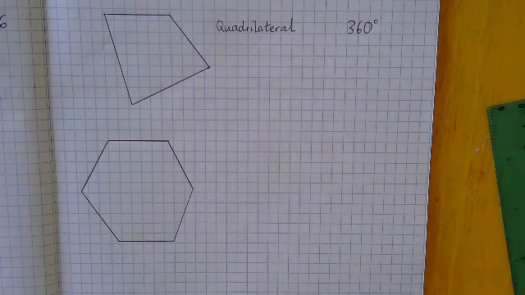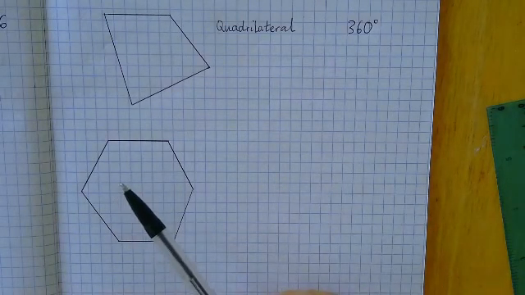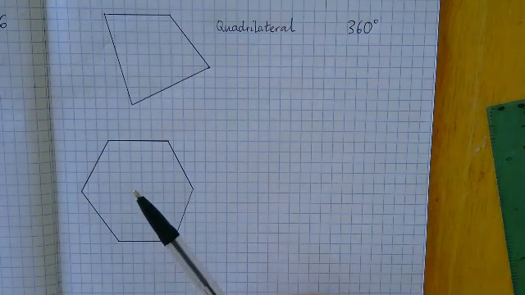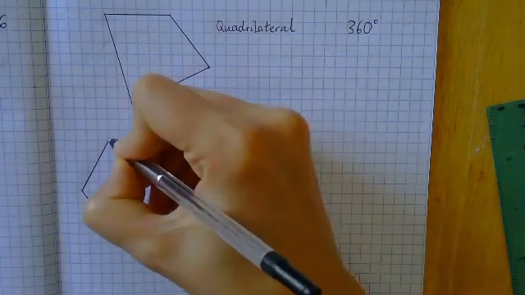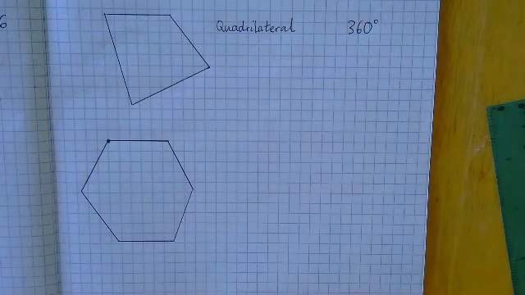Well, hopefully you're happy with triangles. So if we can somehow make this shape be lots of triangles, then we're going to stand half a chance of working out the total. So what we do is we pick a corner, any corner. I've picked that one.